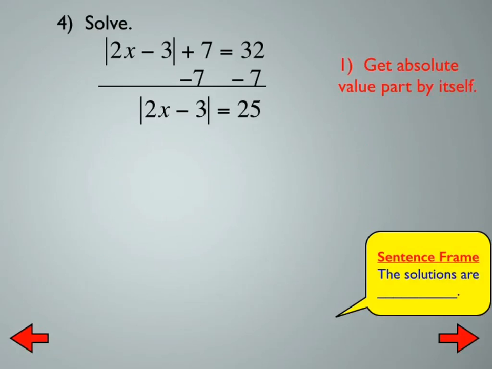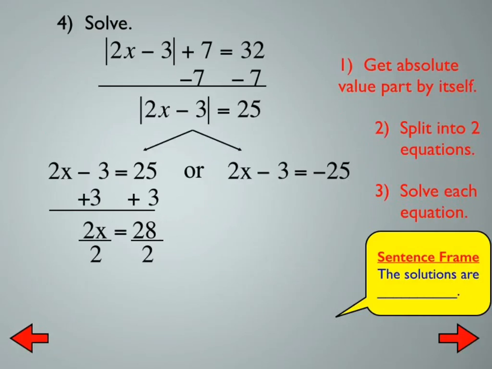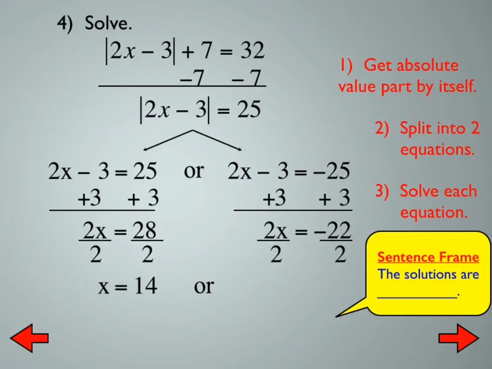So obviously you should have split this up into 2x minus 3 equals 25, or 2x minus 3 equals negative 25. And Peter? I got negative 11. Oh, the solutions are. There we go. Negative 11 and 14. There you go. Okay, good. The one on the left, addition property of equality, then division property of equality, and we get 14. In the second one, addition property of equality once again, and division property of equality, and we will get the solutions are negative 11 and 14.